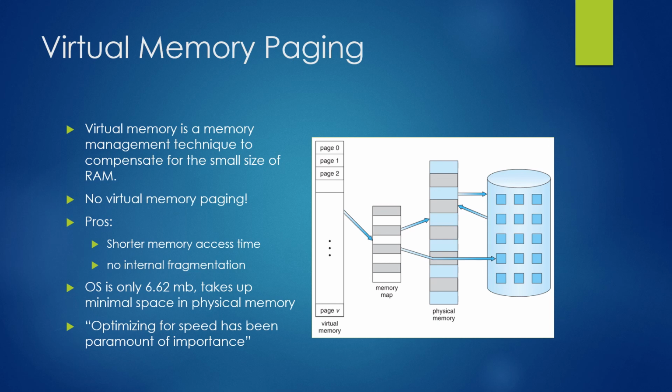And the quote at the bottom is just what he said on his website about what he wants the operating system to be, which is: optimizing for speed has been of paramount importance. And you'll see that that is generally what he wants the most.